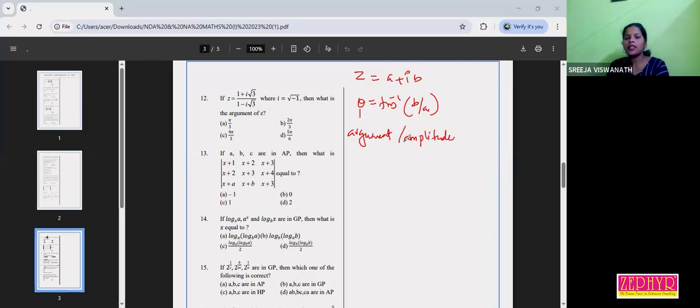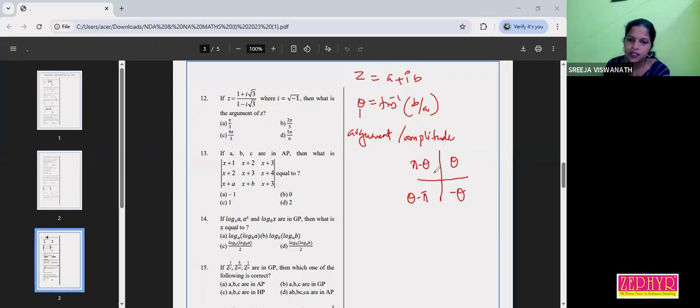Okay, now listen carefully. First we have to check in which quadrant the given complex number lies. If the real part and imaginary part are positive, it is in the first quadrant. In the first quadrant, we take the angle as theta. Second quadrant, pi minus theta. Third quadrant, theta minus pi. Fourth quadrant, minus theta.